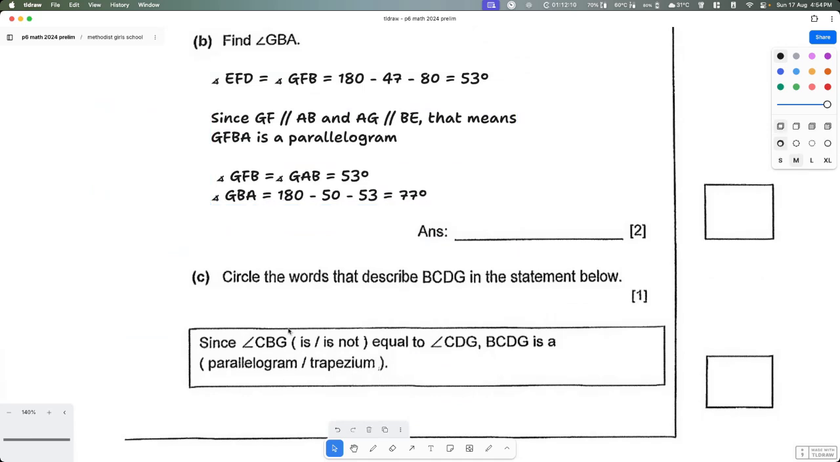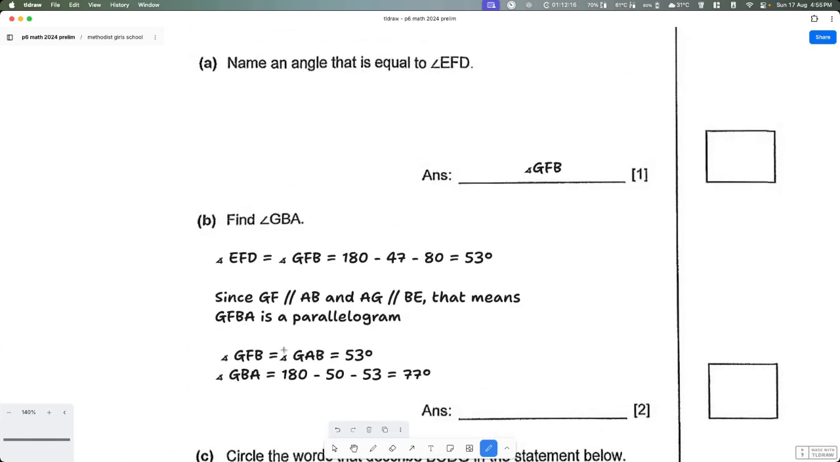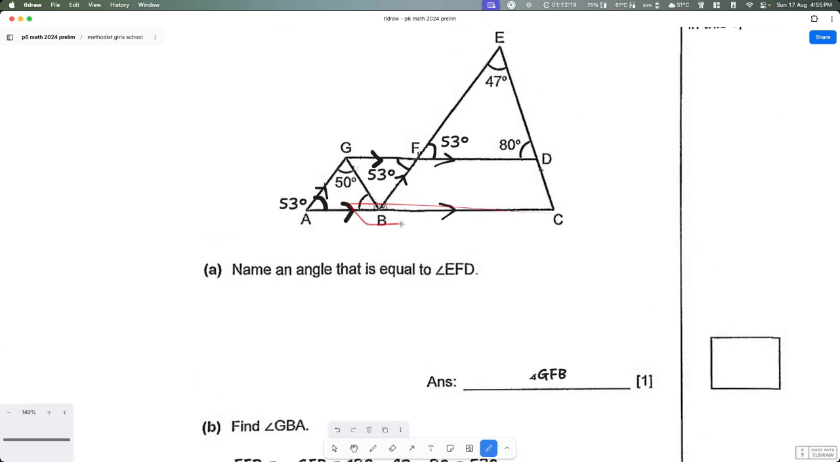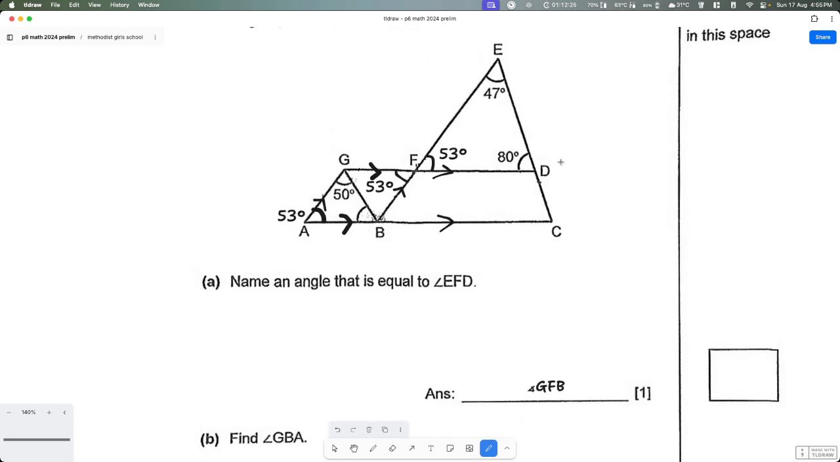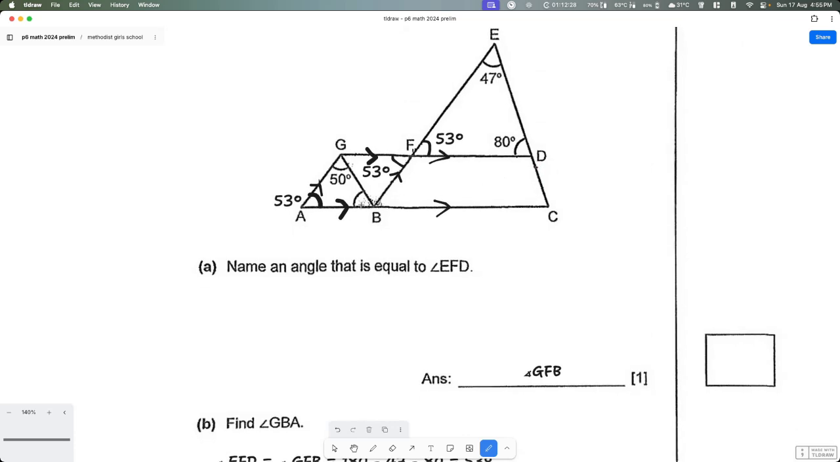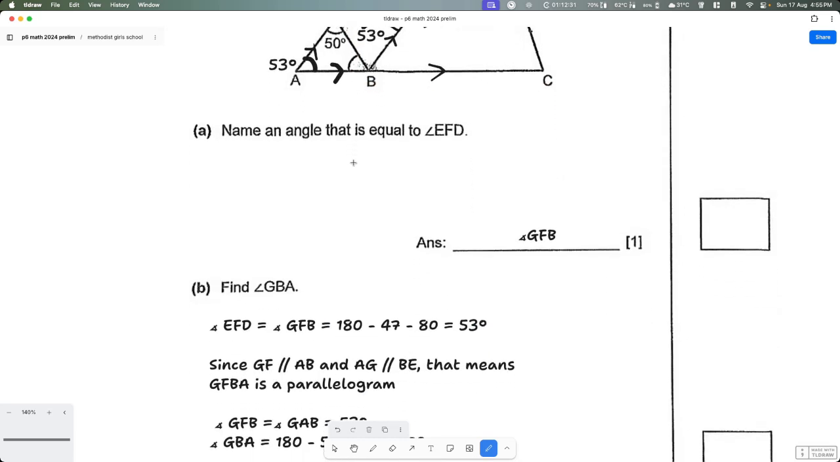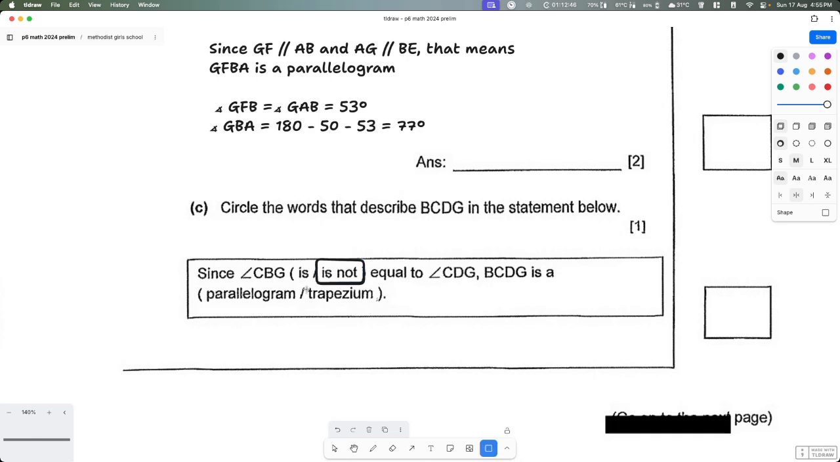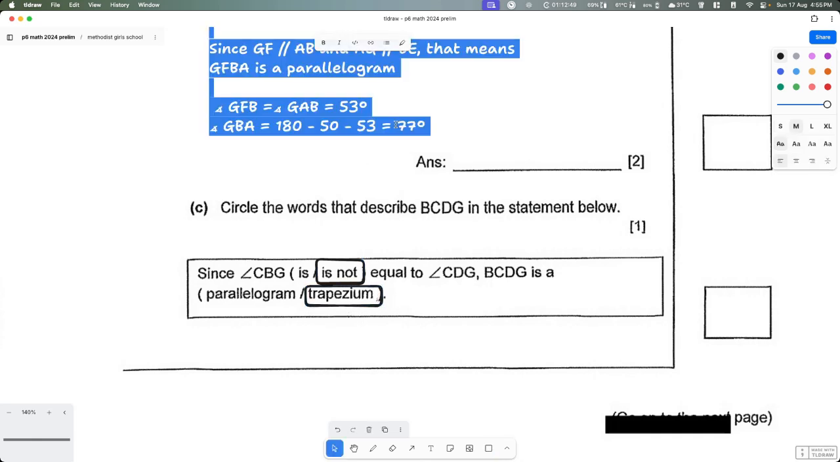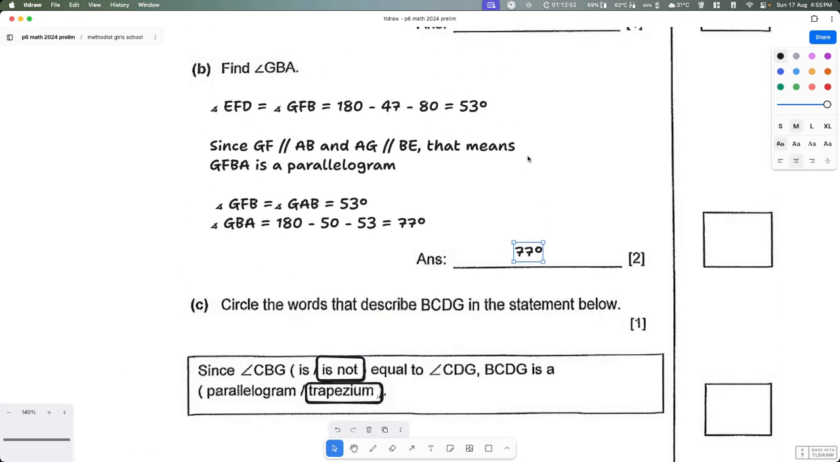All right, last one. Circle the words that describe BCDG in the statement below. Since angle CBG is equal to CDG. Okay, it's not. CBG is not equal to CDG. Let me just put rectangle, easier. It's not equal to, because BCDG is a trapezium, right? In this case over here. Why is it not?